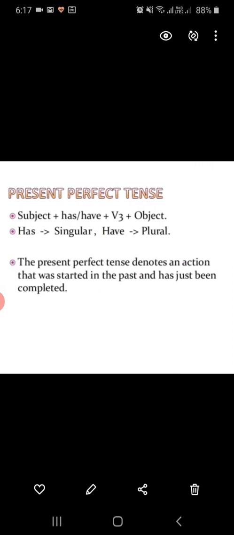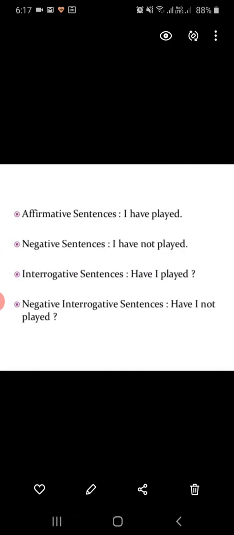Present perfect tense. Subject plus has, have plus third form of the verb plus object. The present perfect tense denotes an action that was started in the past and has just been completed. Affirmative sentences, I have played. Negative, I have not played. Interrogative, have I played? Negative interrogative, have I not played?